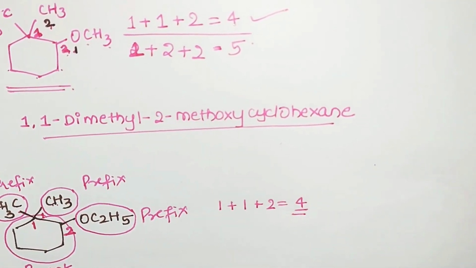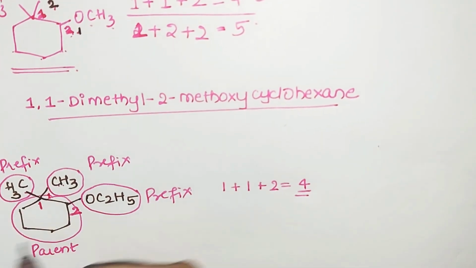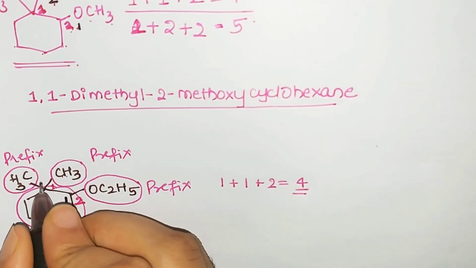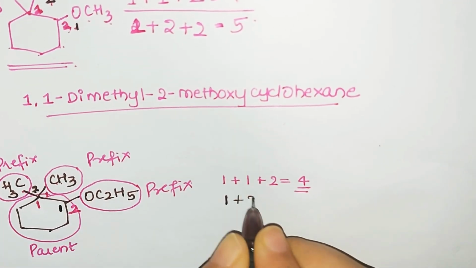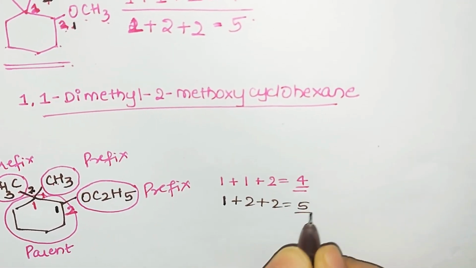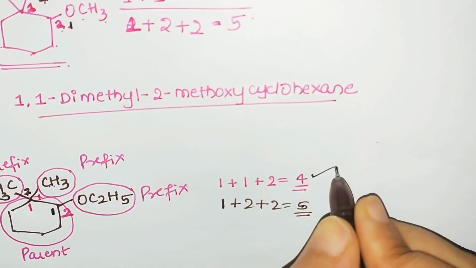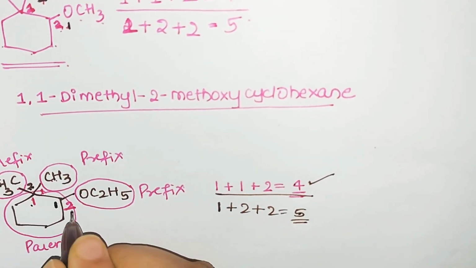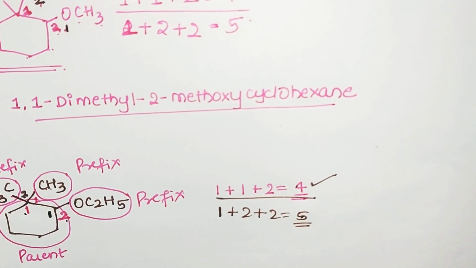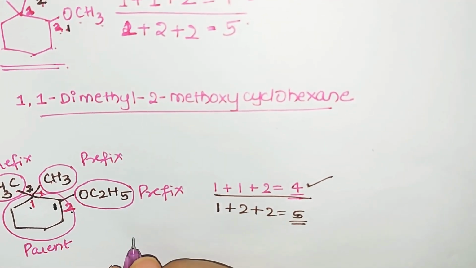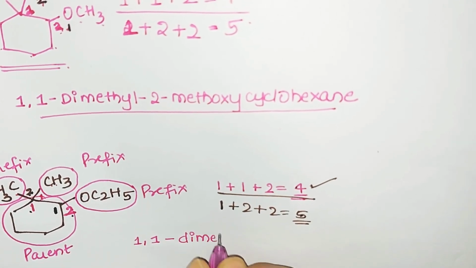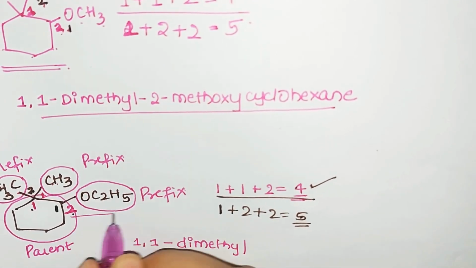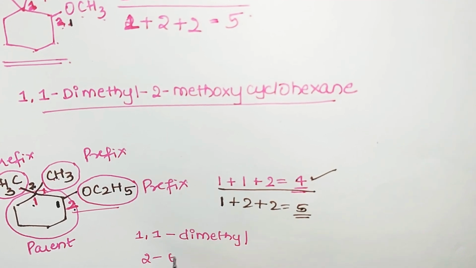Whereas when you number it in the anti-clockwise direction, what do you get? First position and second. On the first position only one substituent, so 1. On the second position two substituents, so 2 plus 2, we get 5. Which is the lowest sum? 4 is the lowest sum. So we have to consider which numbering system? Clockwise direction. So when you consider it in the clockwise direction, your first carbon atom has 2 methyl groups, so it becomes what? 1,1-dimethyl, followed by on the second carbon atom you are having an ethoxy group, so it will be 2-ethoxy.